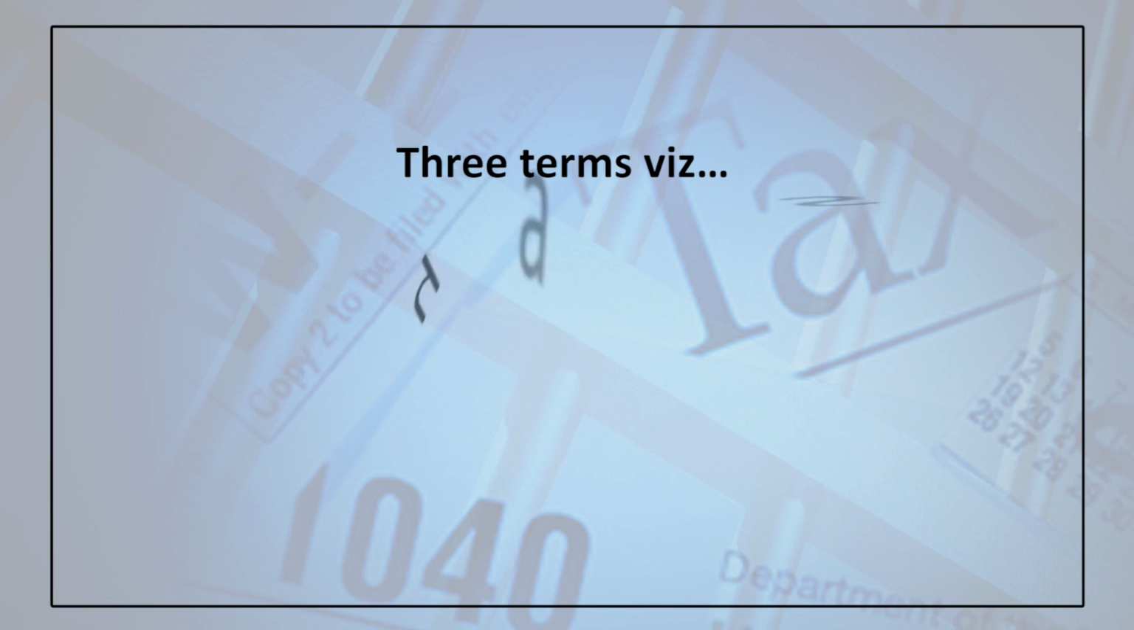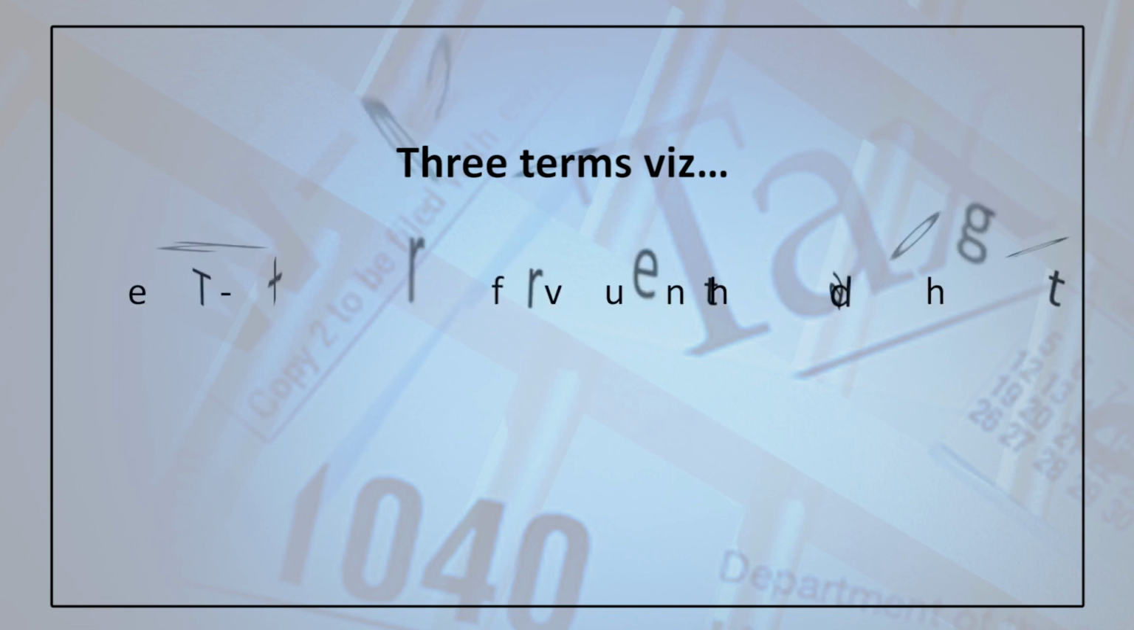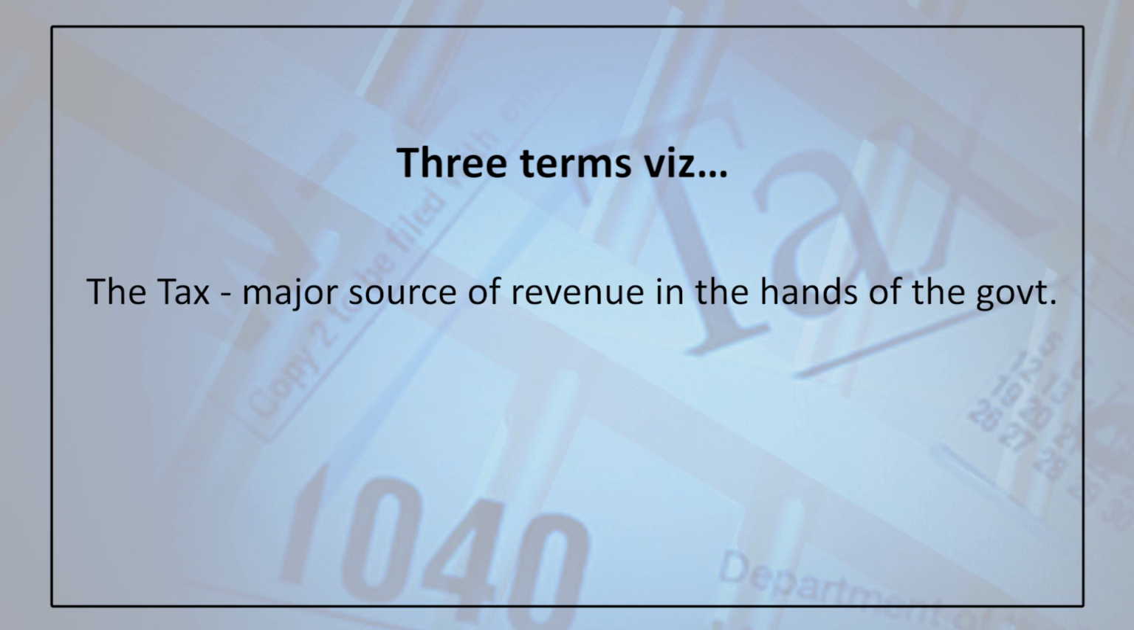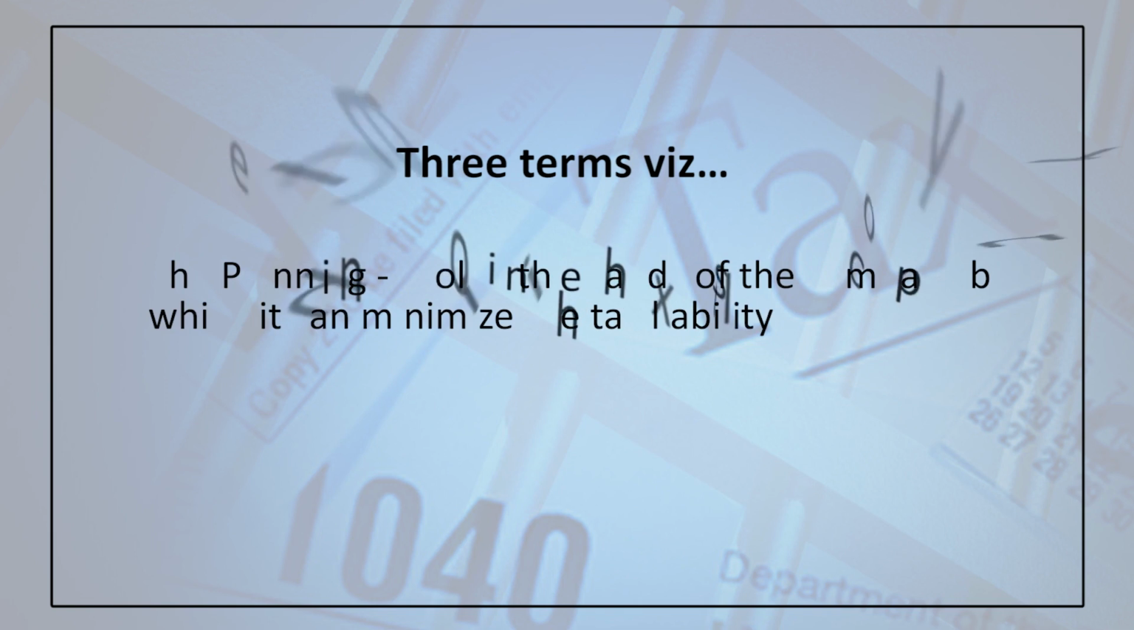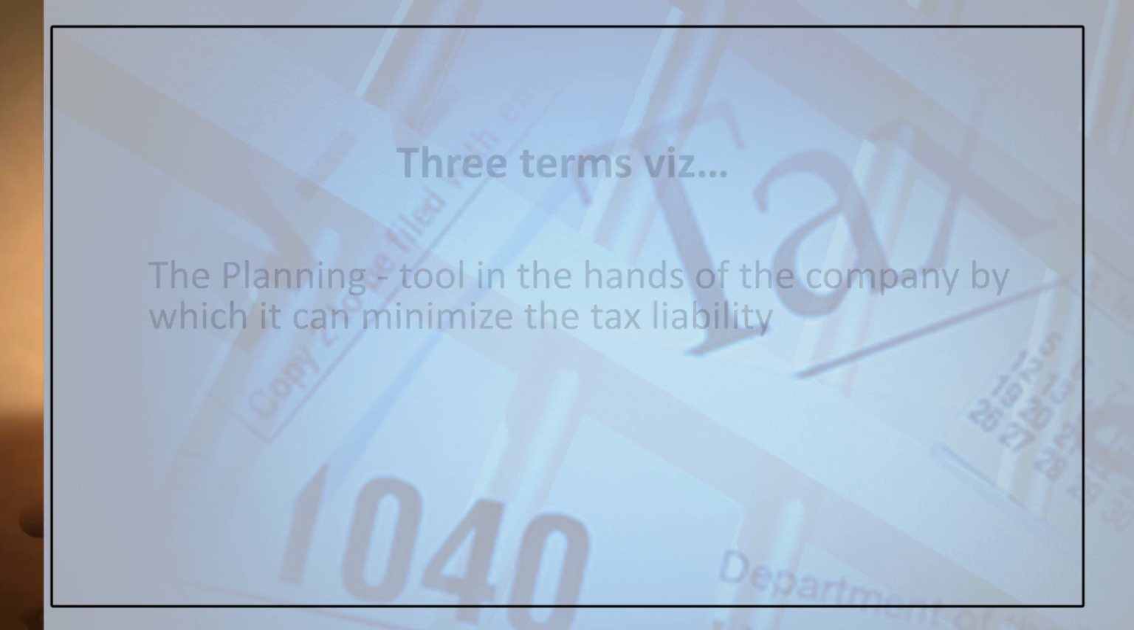Corporate, by corporate it means the assessee, the companies. This is a corporate tax. It is popularly known as an important source of revenue in the hands of the government, and the planning, this is a tool in the hands of the assessee. Here we may say the tools in the hands of the company by which it can minimize the tax liability. So, as a student of commerce and management, you would be interested to know how the companies can minimize its tax liability within the legal framework.